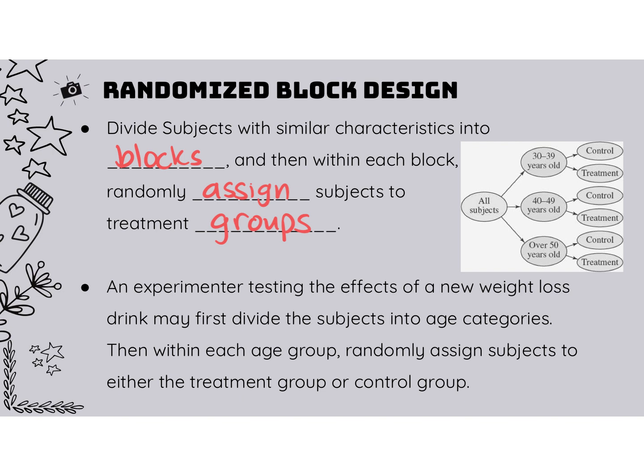Our first example is randomized block design. Divide subjects with similar characteristics into blocks, and then within each block, randomly assign subjects to treatment groups. So if we look here at our example, all subjects are broken up into their age groups. So we're testing the effects of a new weight loss drink and divided the subjects into age categories. So we've got 30 to 39, 40 to 49, and over 50. And then within each of those groups, they're randomly assigned to either the control or the treatment.